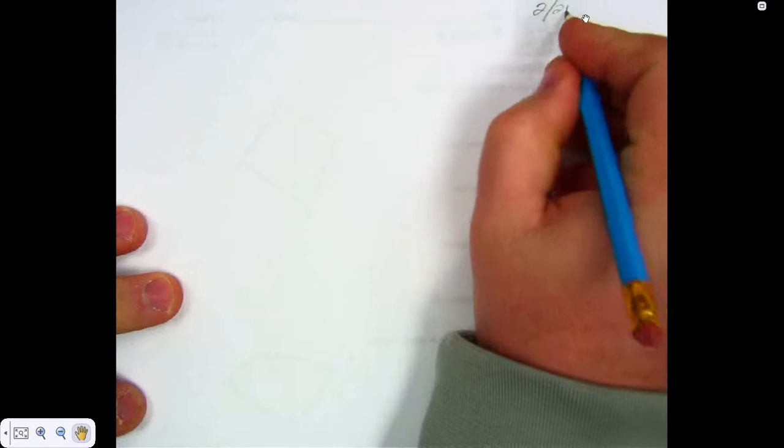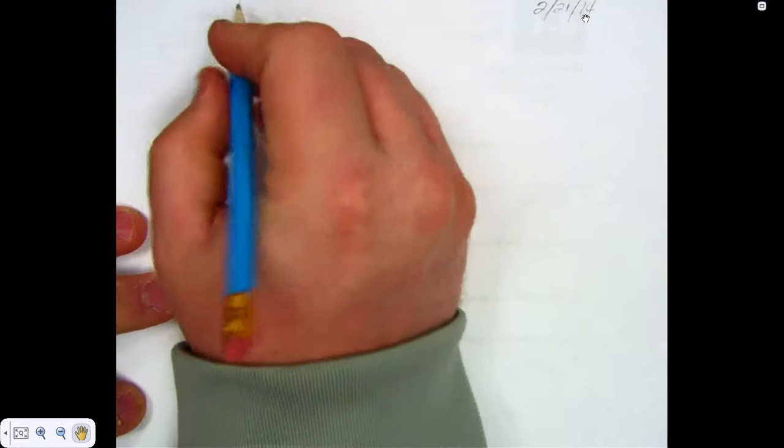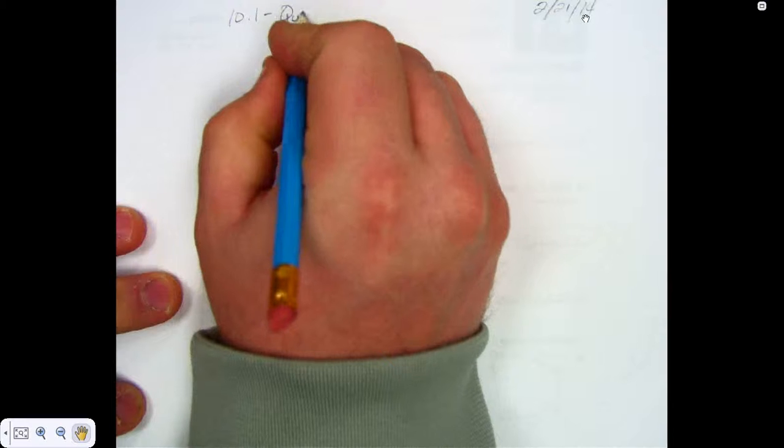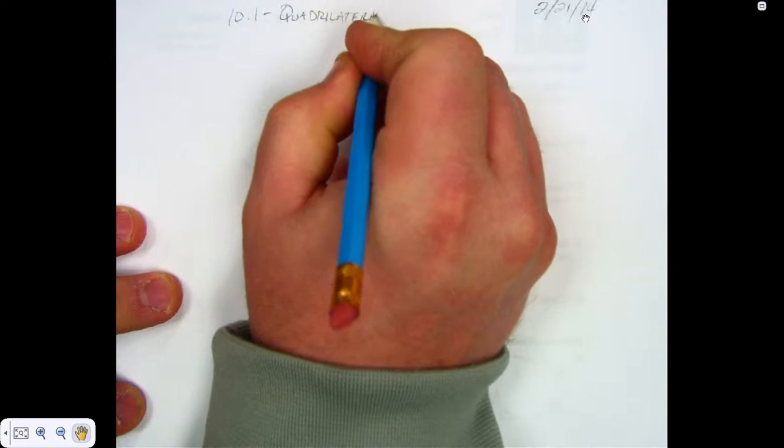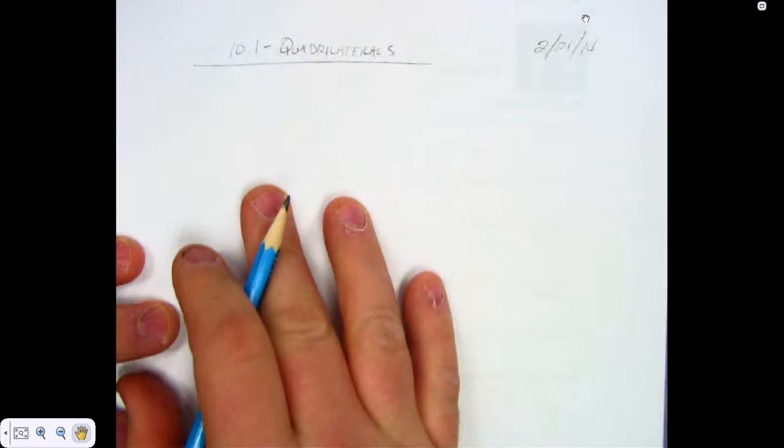Notes out, labeled 8.1, quadrilaterals. Put the date in the top right-hand corner. Today is the 21st. Quadrilaterals.